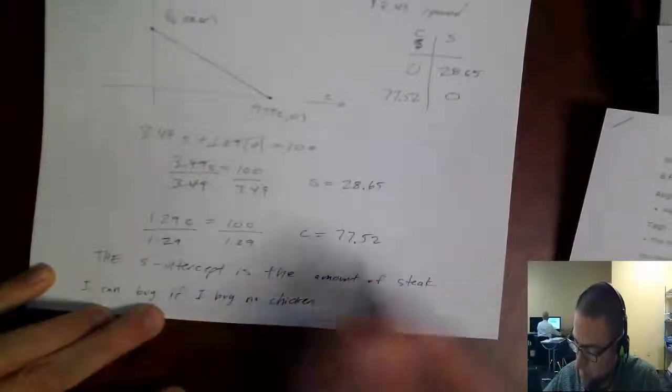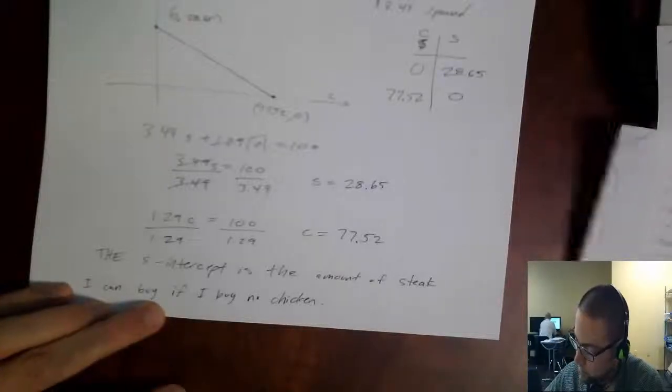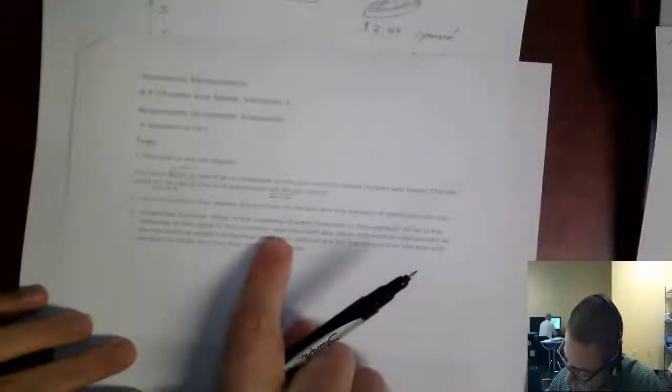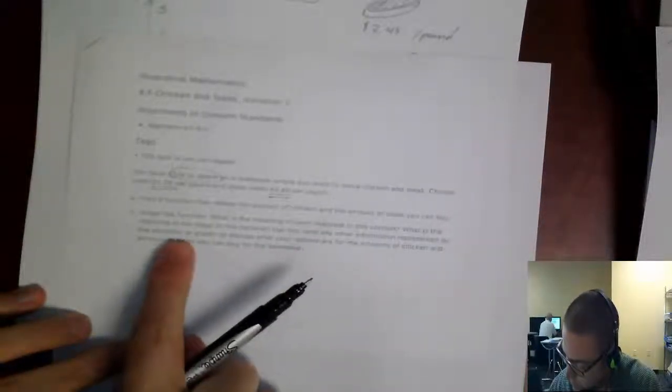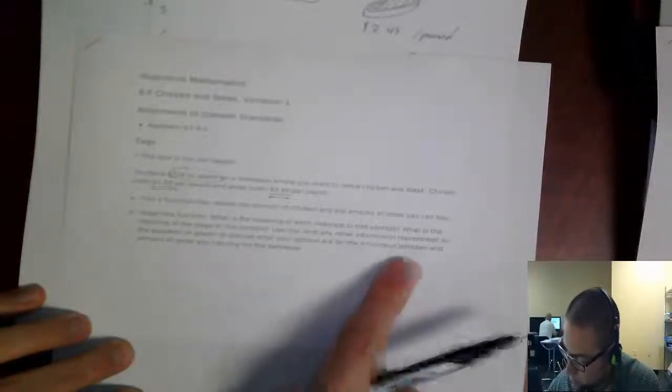And then the C-intercept is just the reverse of that. I'm not going to write it out, but you know the idea. So the C-intercept is the amount of chicken you can buy if you buy no steak. Okay, use this and any other information represented by the equation or graph to discuss what your options are for the amount of chicken and the amount of steak you can buy for the barbecue.